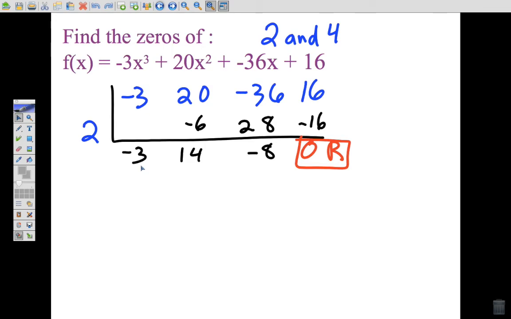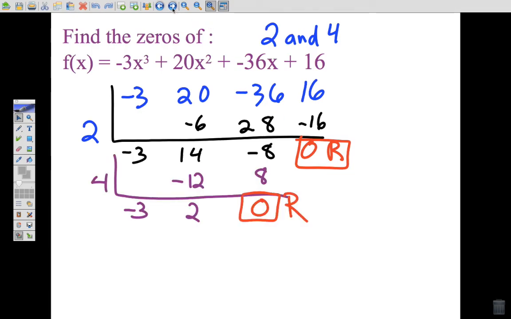Pull negative 3 down. Negative 3 times 2 is negative 6. Add down this column to get 14. 2 times 14 is 28. Add down this column, you get negative 8. Negative 8 times 2 is negative 16. Add down this column, you get a remainder of 0, which is exactly what you must have.